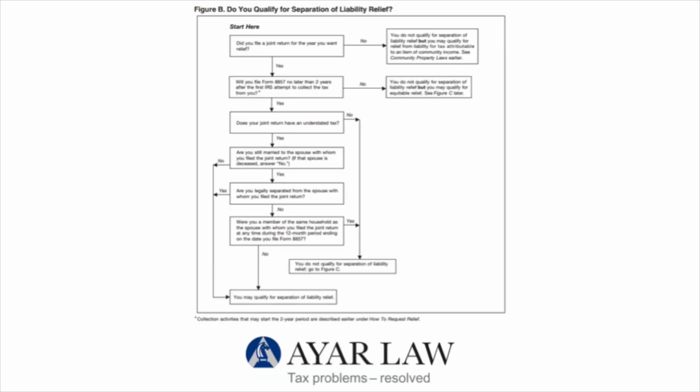So now this is a flow chart that the IRS has available as part of Publication 971, which deals with innocent spouse relief. It is just a handy, quick reference guide that goes through all of the requirements and determines if you qualify to ask for innocent spouse relief or not.